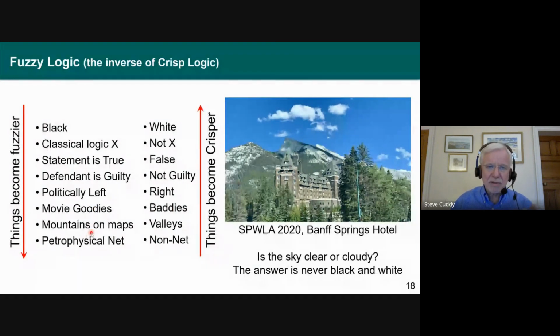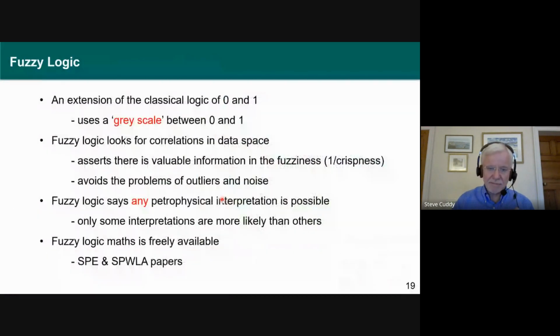When we look at maps, we see mountains and we see valleys, but where do the mountains start and where do the valleys end? In petrophysics, we have problems between net and non-net. So when we're dealing with a grayscale, fuzzy logic, we get a much better prediction than if we just use the old binary system of zeros and ones. So for instance, this picture where I was supposed to give this presentation, but it was abandoned because of obvious reasons. Is the sky clear or cloudy? The answer is never black and white.